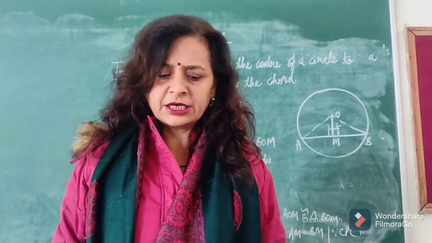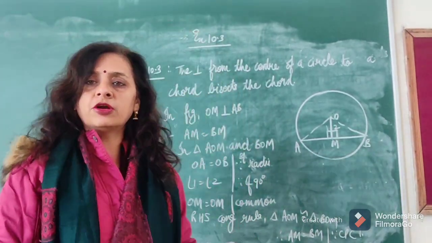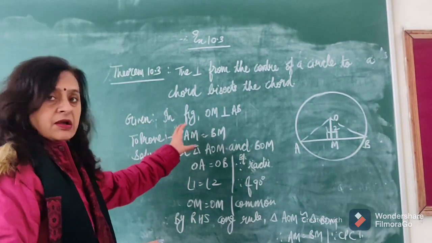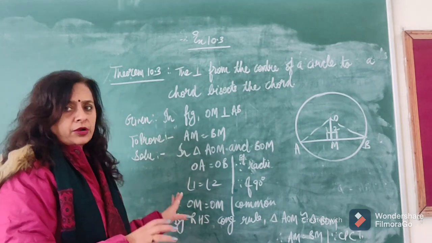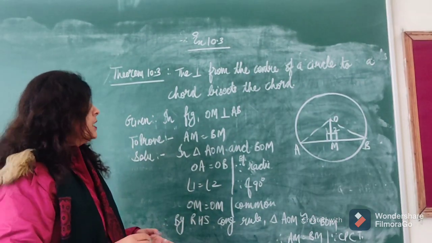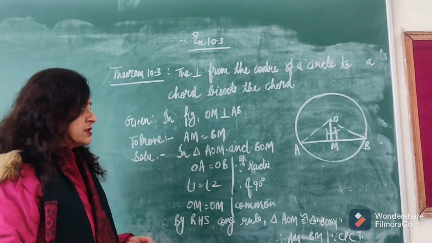Let's start exercise 10.3, this theorem 10.3. The solution will not be asked to you, the proof will not be asked to this theorem in the exam, but I would like to explain it because it is important to learn, it will help you in class 10. What is the theorem? Prove that the perpendicular from the center of a circle to a chord bisects the chord.